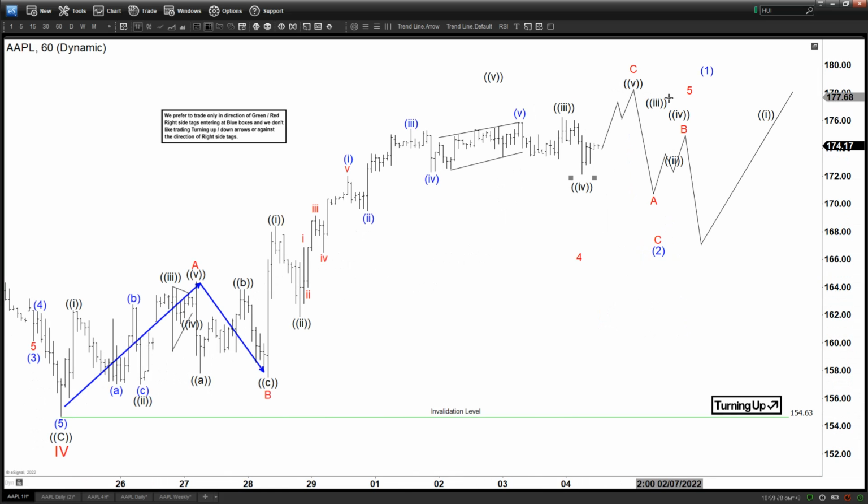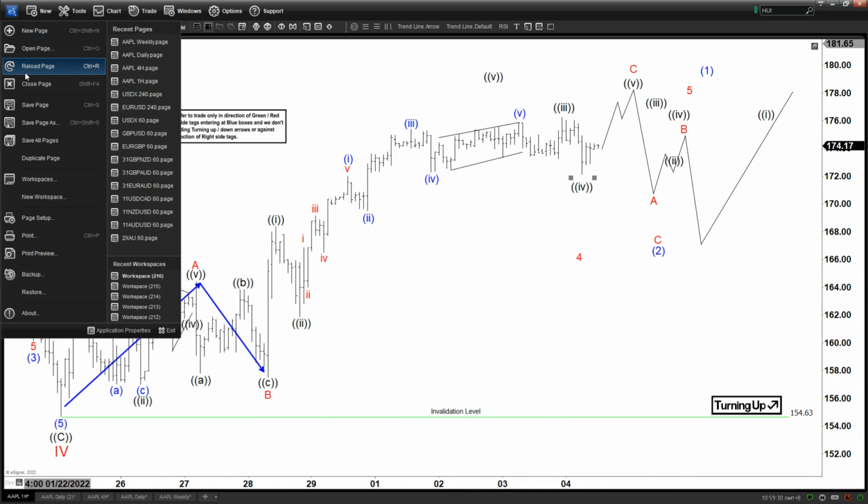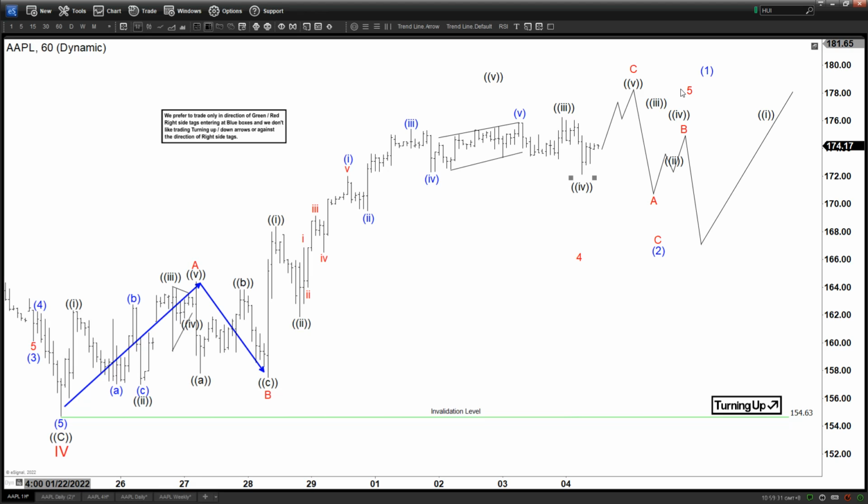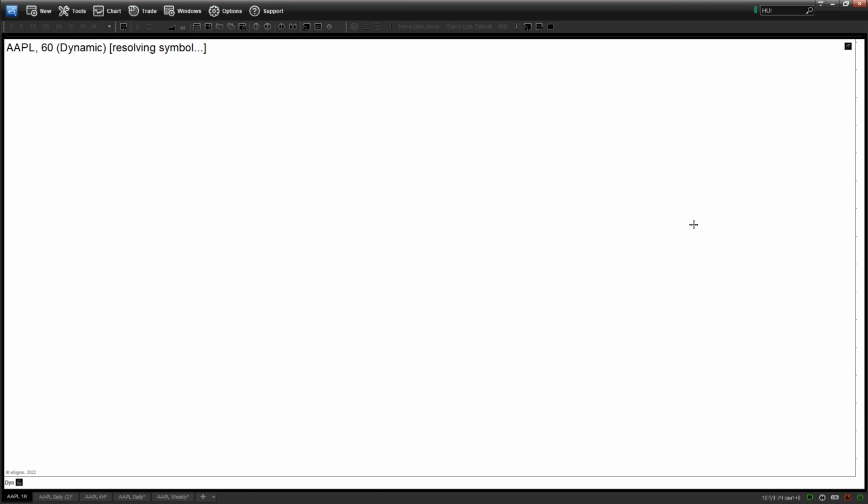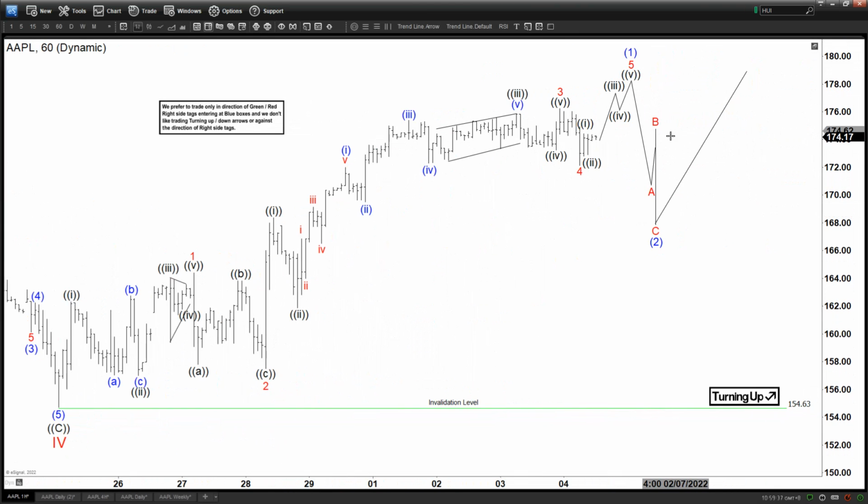So in the shorter cycle, this is what we are calling for: a 5 waves up to finish soon, and then from there we can get a 3 waves pullback, followed by further upside again afterwards. So I hope this is clear.